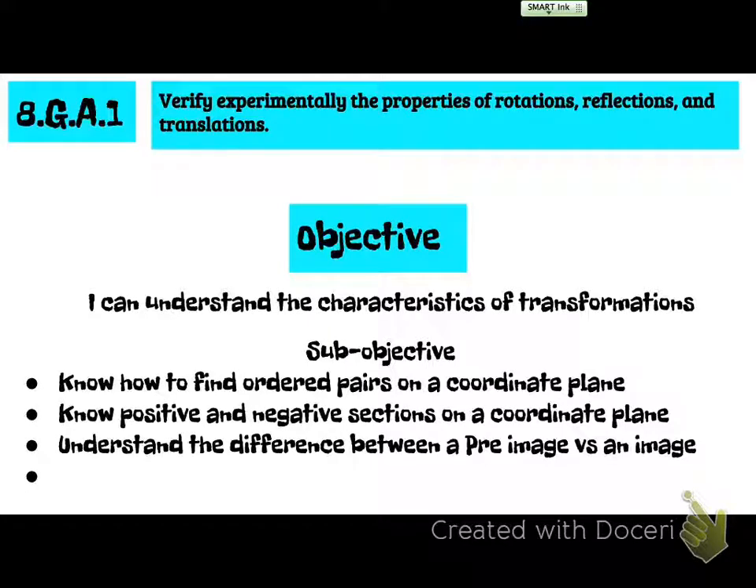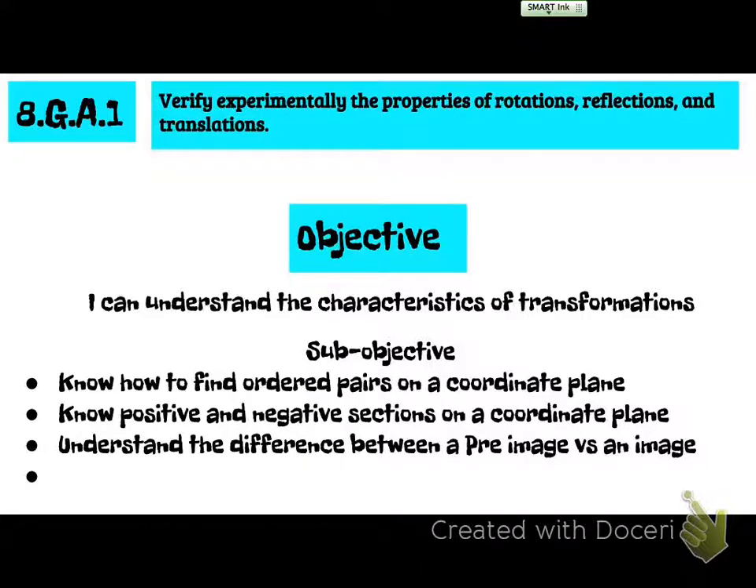Okay, so we're starting the second part of this geometry unit, and it's on transformations. Your standard is to verify experimentally the properties of rotations, reflections, and translations. Your objective is: I can understand the characteristics of transformations. Your sub-objective is you need to know how to find ordered pairs on a coordinate plane.